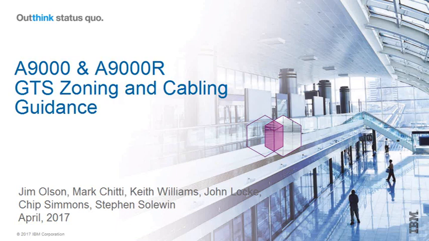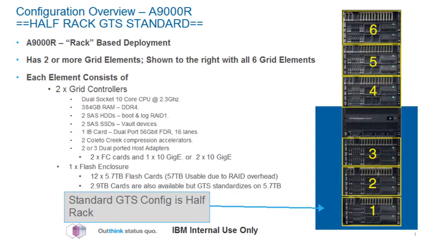Thank you, Karen. Today we'll be going through the A9000 and A9000R zoning and cabling guidance from GTS, April 2017 edition. You'll note in this presentation that not all possible configurations are covered. It's somewhat intentional, as we've tried to cover only approved configurations and configurations we think will be common exceptions. So it's not an exhaustive list. If you have questions on cabling guidance for your configuration that is not answered here, you can always request additional assistance.